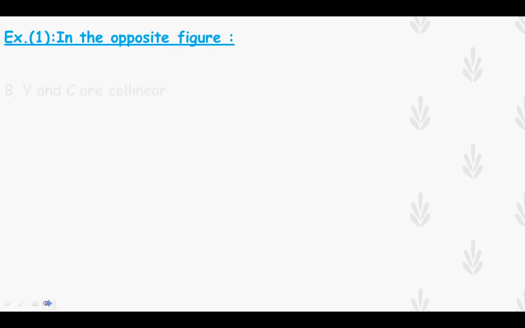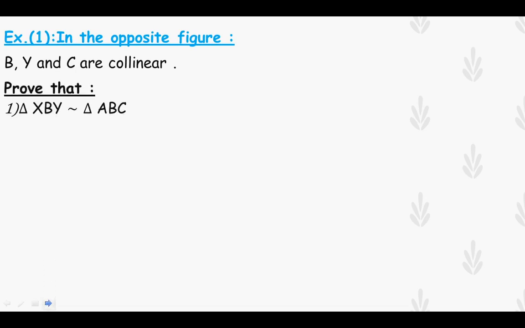Example 1: in the opposite figure, B, Y, and C are collinear. Prove that triangle XBY is similar to triangle ABC and ray BC bisects angle ABX.